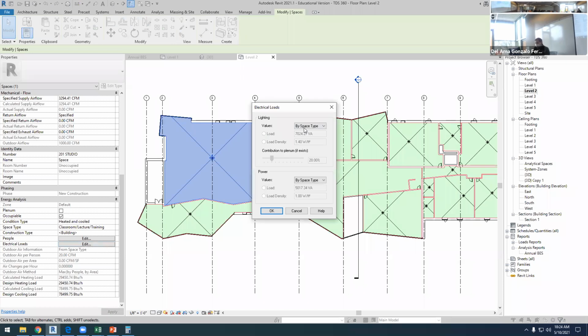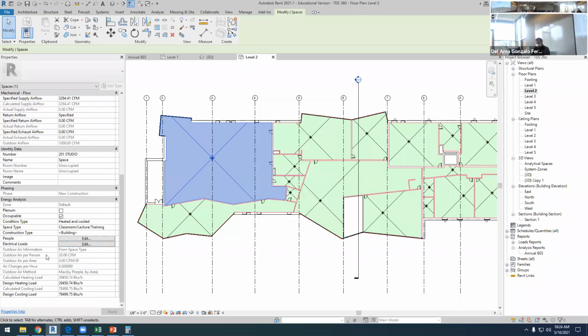Here we have electrical loads. It's by space type. Since we have decided that this is a classroom, I think we can trust these default values. But when it comes to the number of people and the CFM, yeah, we know those values, so we can change them if the default values are not what we want.